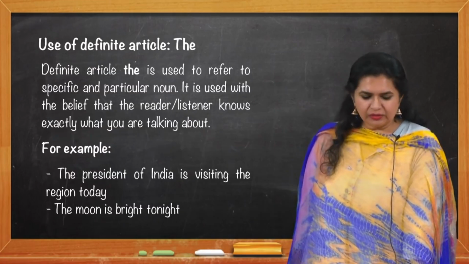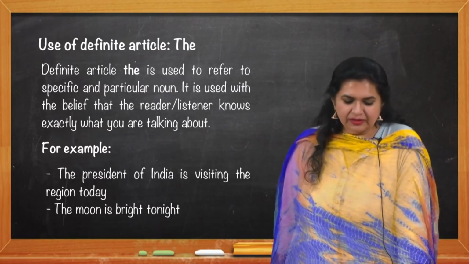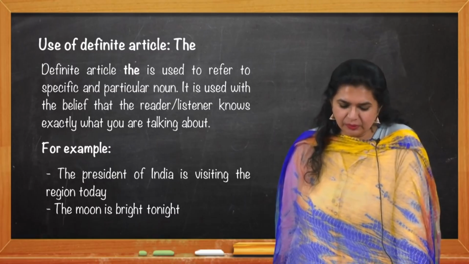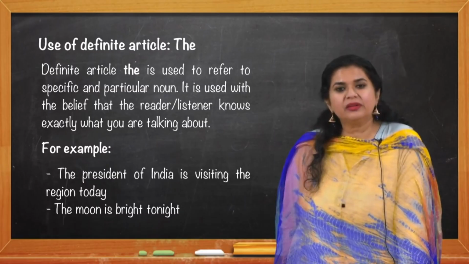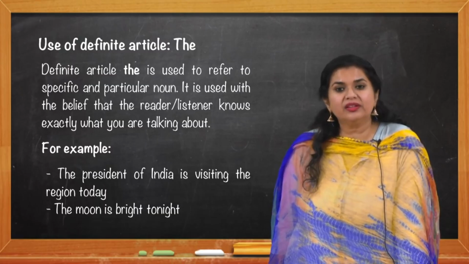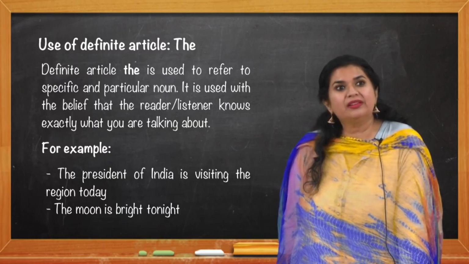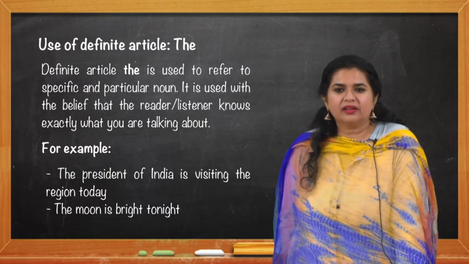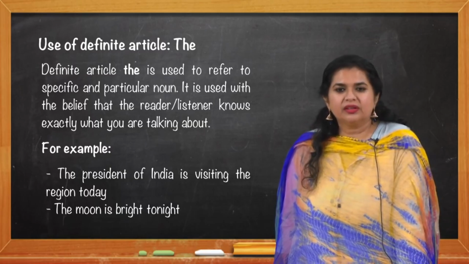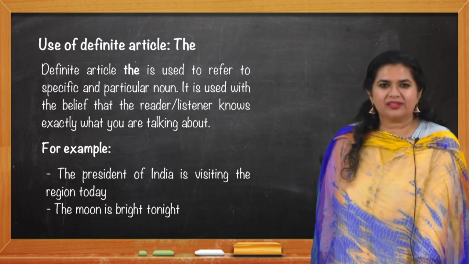And let us move on to look at the use of definite article, that is the. Definite article the is used to refer to specific and particular noun. It is used with the belief that the reader or listener knows exactly what we are talking about. For example, the President of India is visiting the region today. The moon is bright tonight.